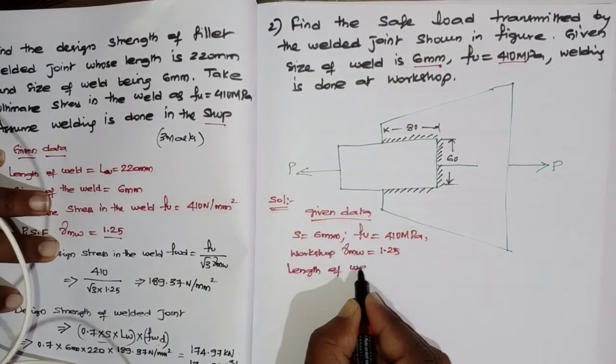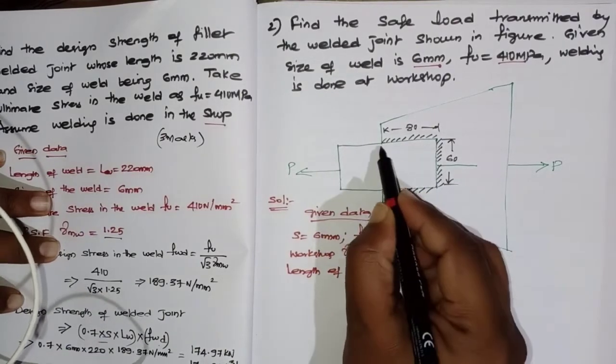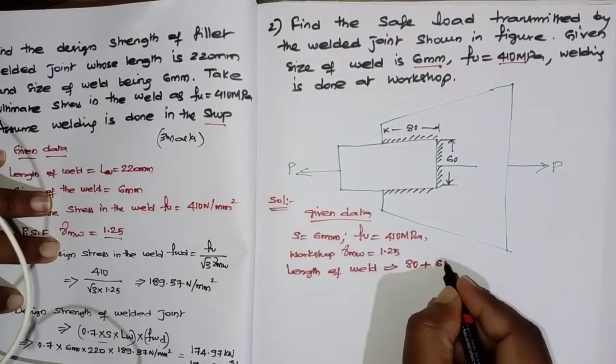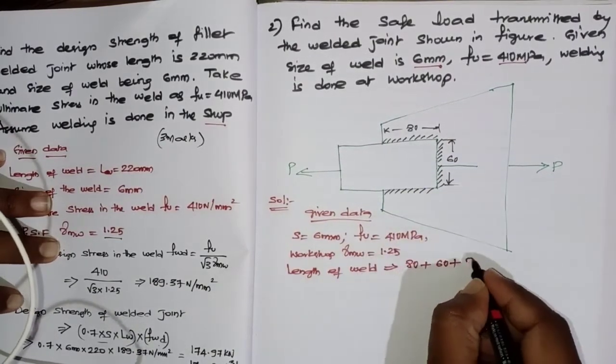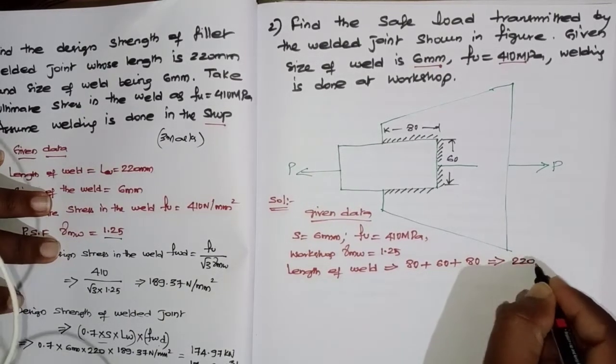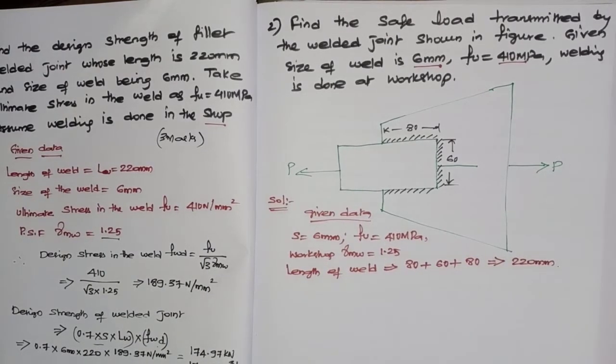and from the figure you can see the length of the weld. Length of weld is equals to, here it is done, here it is done, here it is done. So 80 plus 60 plus again 80. So how much? It is around again 220, just like our previous problem. Okay, now again what you are supposed to do? Same problem. Okay, what is that you are supposed to calculate?